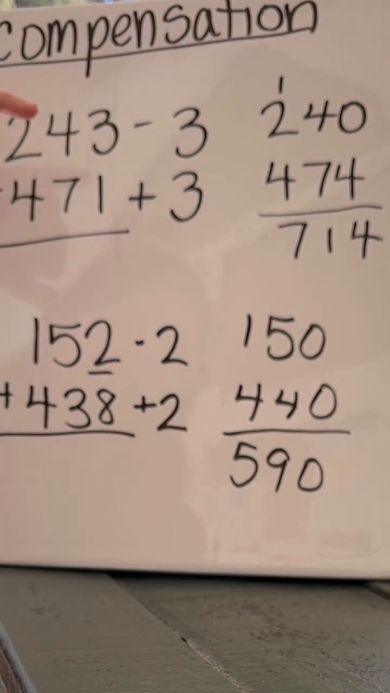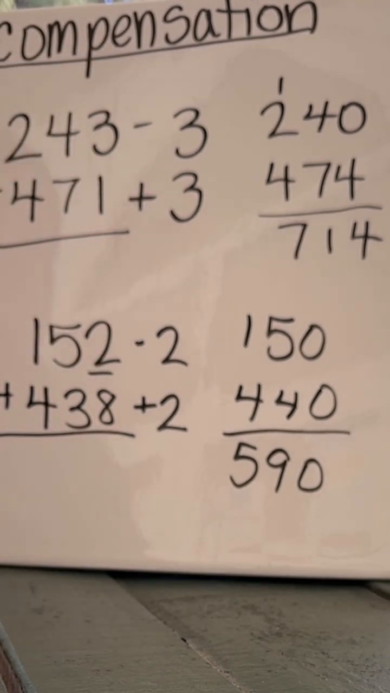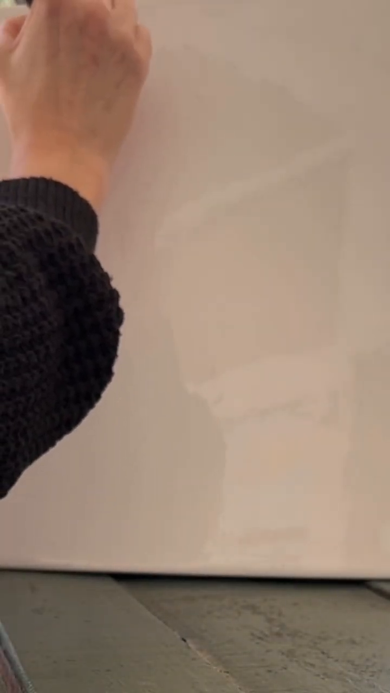I told the kids you don't necessarily have to subtract on the first one and add to this one. You could add to this one and subtract from this one, as long as they remember that the numbers have to be the same. And then the other method that we talked about today was the make a 10 method.